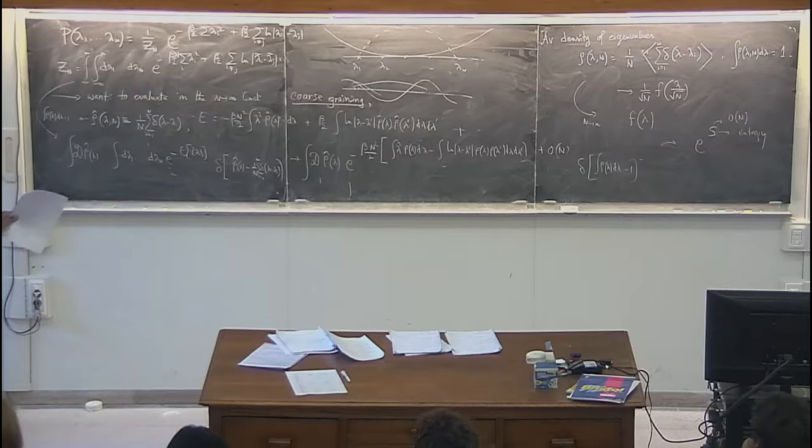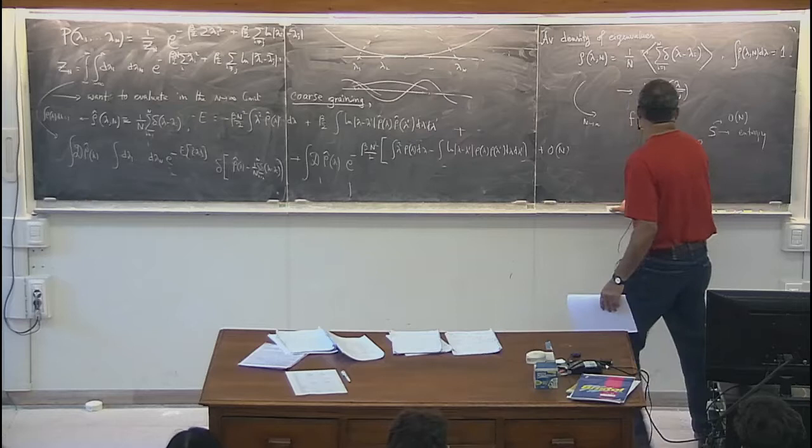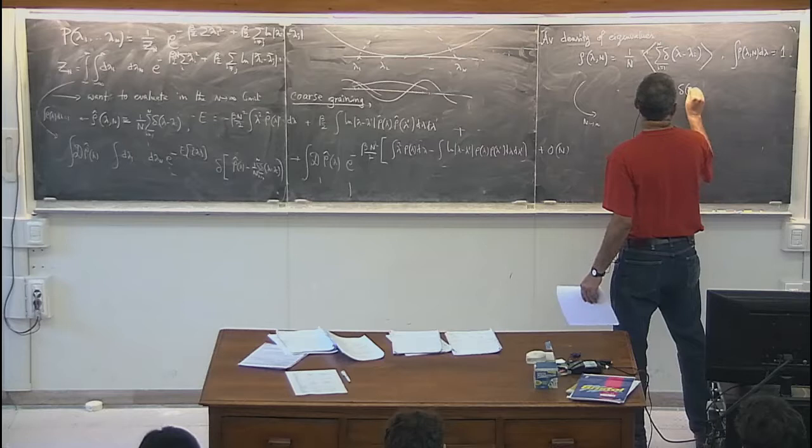But you have to keep track of this constraint here, okay? But this constraint, the delta function, you can always, okay. So the delta function is a representation, right? So I can always write this as delta k.